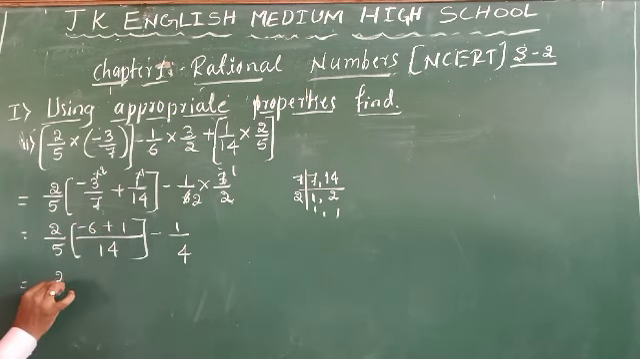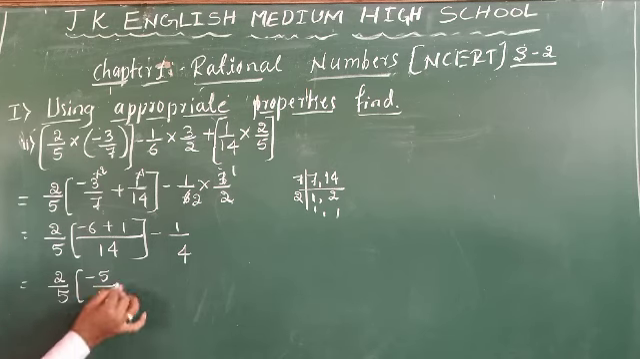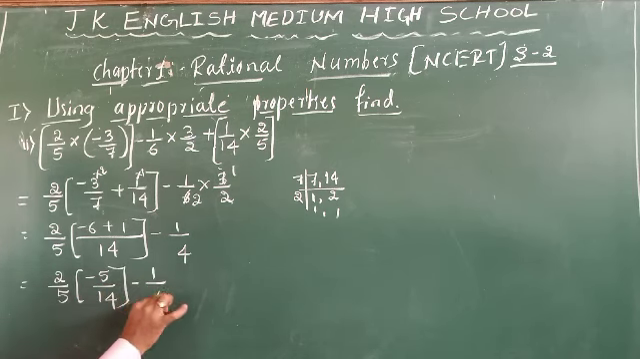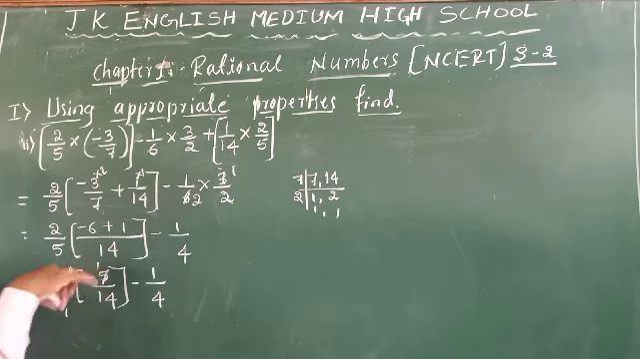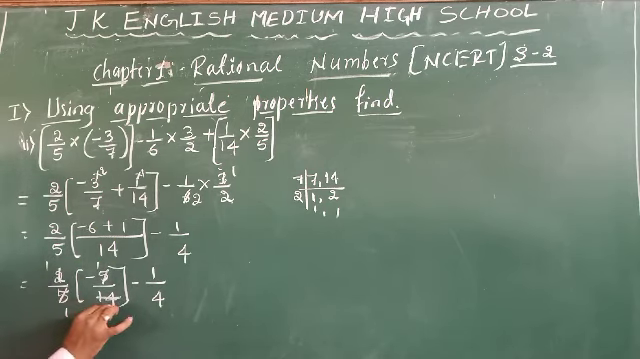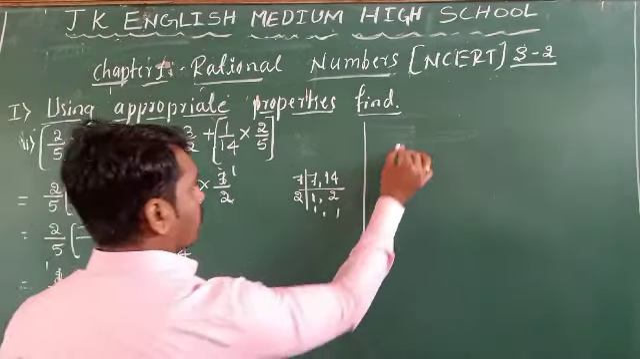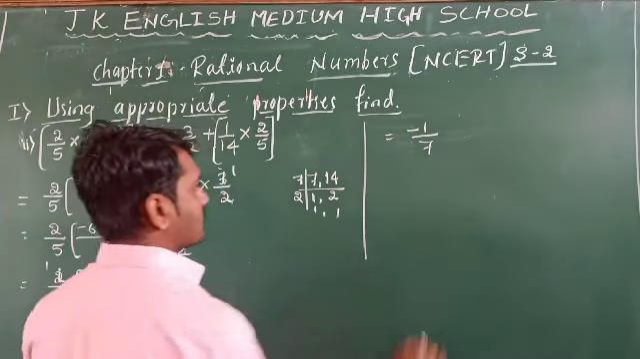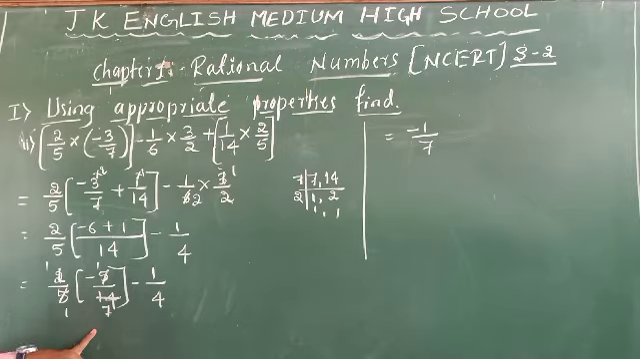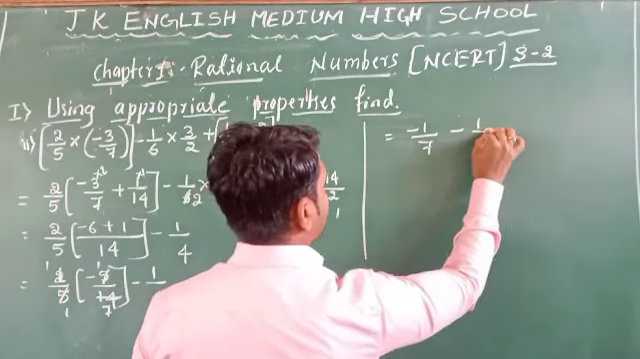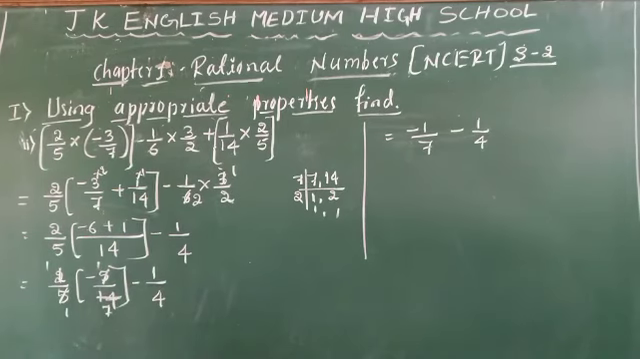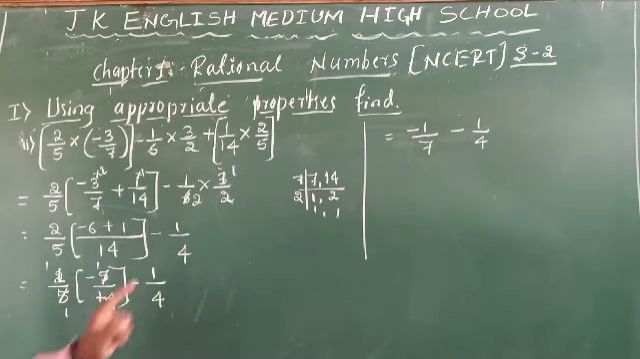Minus 6 plus 1 is there. 2 by 5 as it is. Minus 6 plus 1 is what? Minus 5 divided by 14 minus 1 by 4. 5 ones get cancelled. 2 ones are 2, 2 sevens get cancelled. I will solve there. So numerator, what? Minus 1 upon 7 minus 1 by 4. Correct? 1 ones are 1, 7 ones are 7, minus 1 by 4.